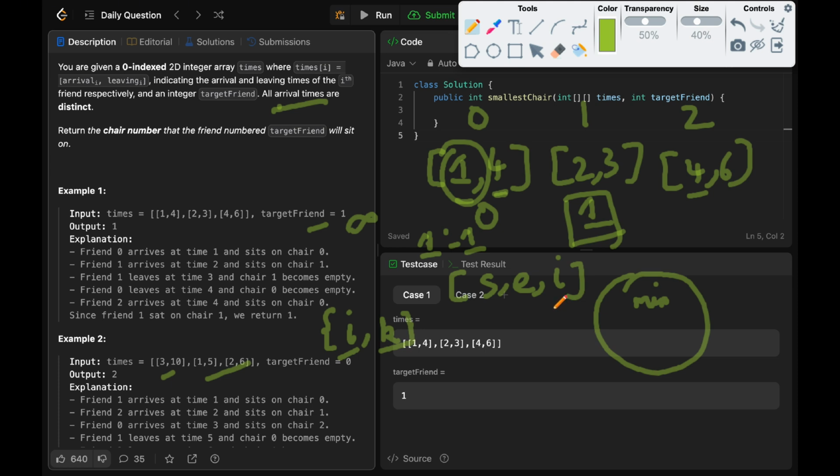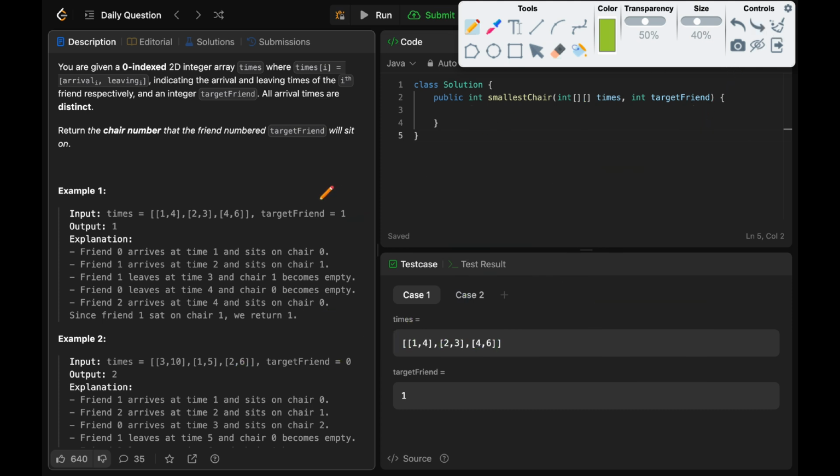Please check it out. But to optimize this, we can again use a min heap for that. So what we can do is store the leaving time and the corresponding occupied seat in the min heap, because this way we don't have to worry about the individual friend, just their leaving time. And as soon as they leave, we have to free up the chair. So now our logic becomes simple.